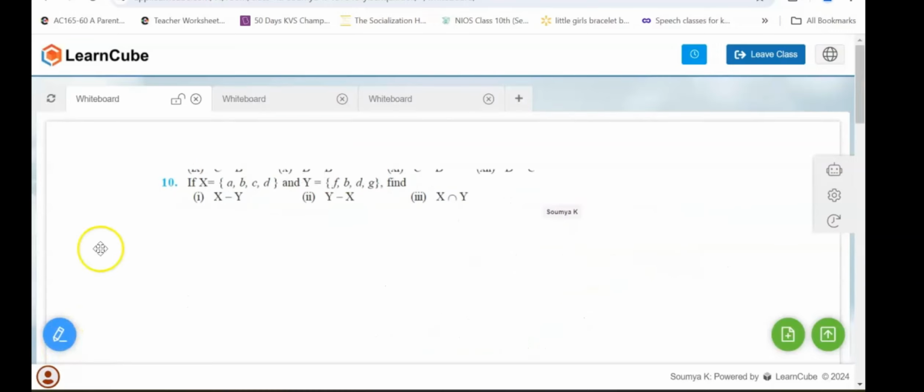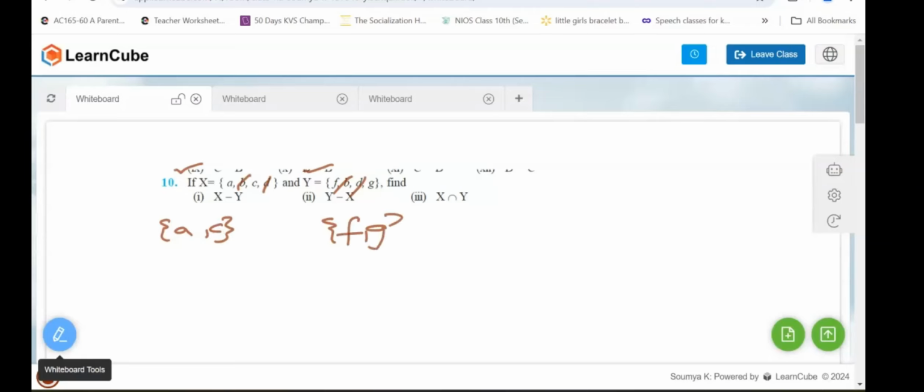In this question, here you have set A and set B. So x minus y means the y elements should be removed from x. So B, D and G are removed, others are not available. The resulting set will be A, C. Here it is y minus x, so remove x from y. A, B, C, D, these have to be removed. The resulting set will be F and G.